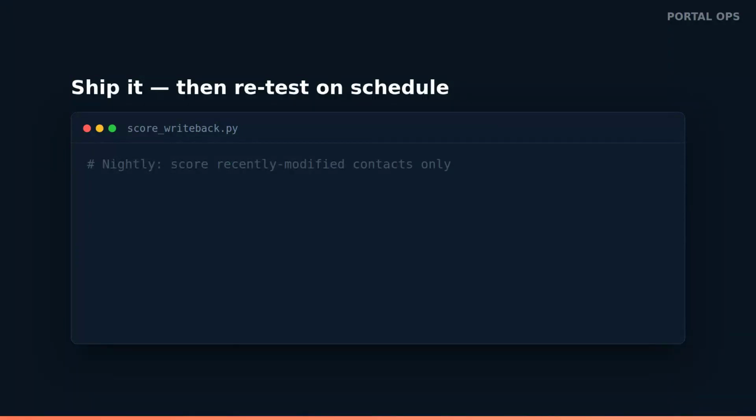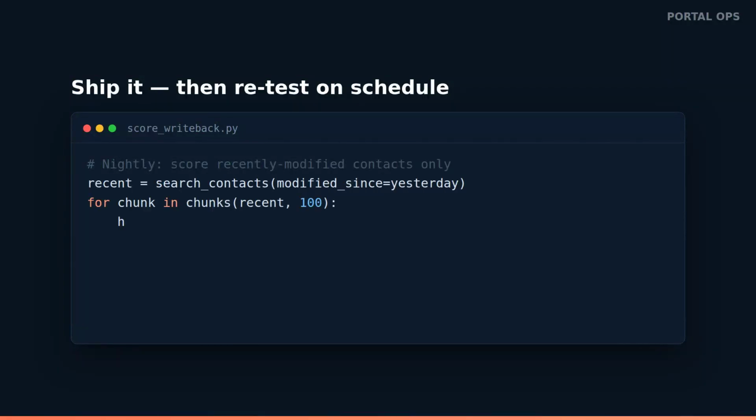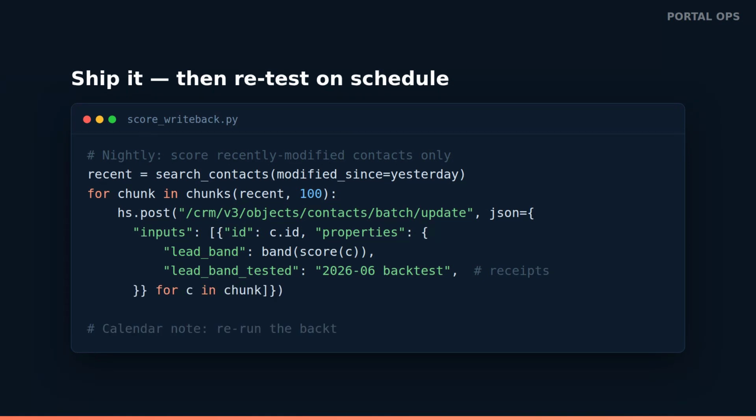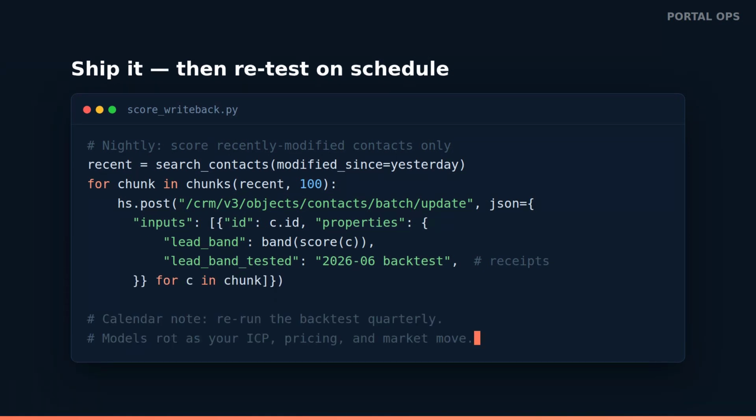When the model passes, ship it with receipts. A nightly job scores recently modified contacts. No need to rescan the whole database. And writes the band plus a stamp naming the backtest that validated it. That stamp changes conversations. When a rep asks why someone is a B, the answer is, per the June backtest, B band closes at 21%, not because the meeting said so.